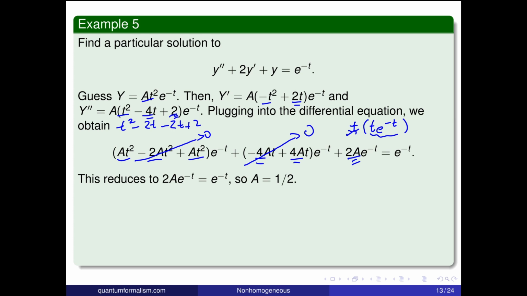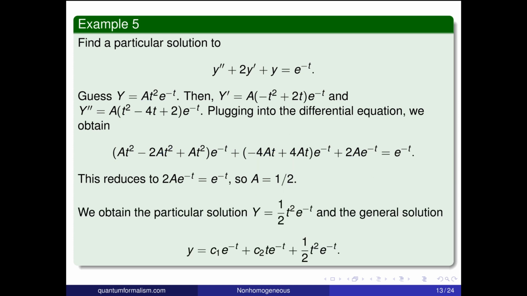All right, anyway, so very simple algebra. We just need to solve 2a is equal to 1. So a is just a half. All right, so we've finally gotten our particular solution. It'll be 1/2 t squared e to the minus t. And the general solution, right, it'll be the complementary homogeneous solution, c1 e to the minus t plus c2 t e to the minus t, plus this particular solution, 1/2 t squared e to the minus t.